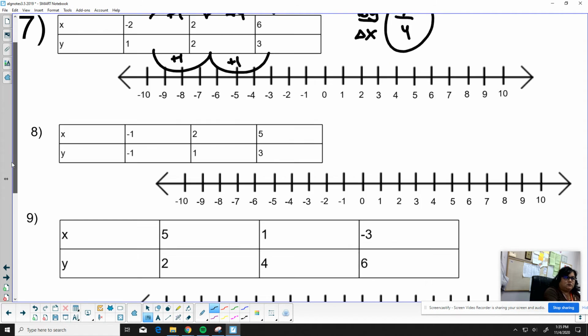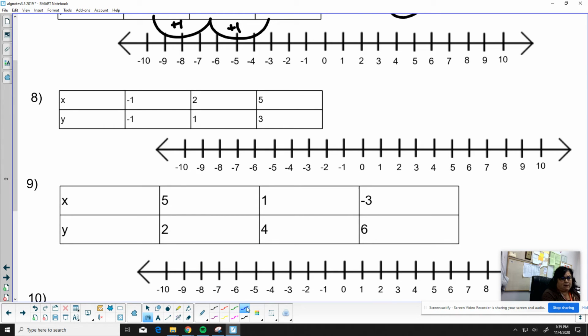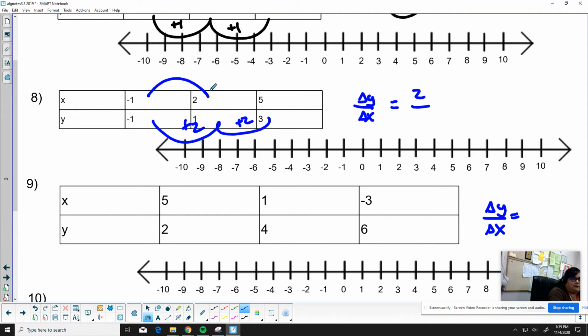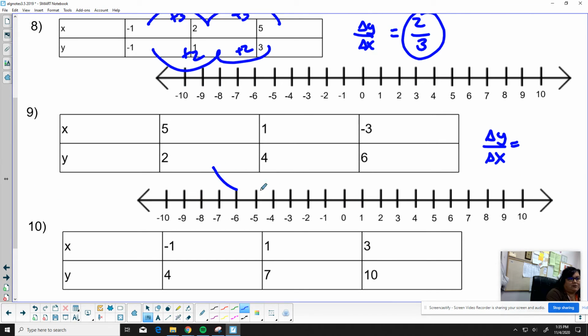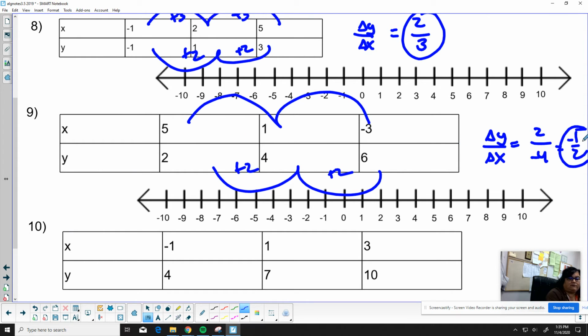Okay, press pause and you do 8 and 9 and see if you can come up with the slopes for 8 and 9, please. Remember, you put the y on the top and the x on the bottom. All right, so here it looks like I'm plus 2, plus 2. And here it looks like I'm plus 3, plus 3. So 2/3. I hope you got that right. And then here it's plus 2, plus 2, and minus 4, minus 4. So the slope there is negative 1/2.